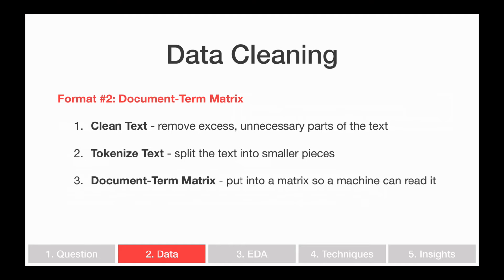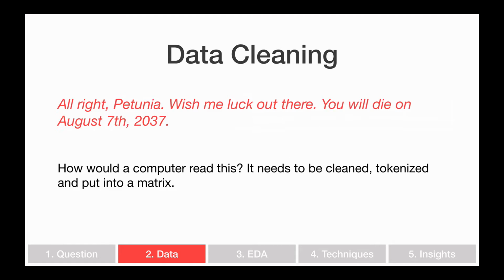This next format is a little bit more complex. It's called a document term matrix. And to create this document term matrix, you need to follow these three steps. The first thing you do is you need to clean the text. So I'm going to go over some popular data cleaning techniques. The next thing you need to do is tokenize the text, so break down that huge transcript text into smaller pieces. And then finally, you can put it all into a matrix so that a computer can process it.